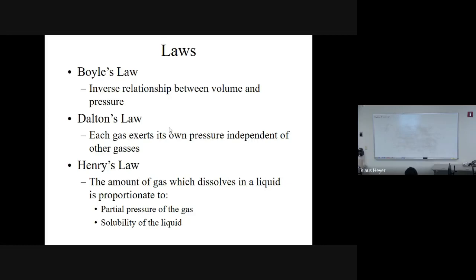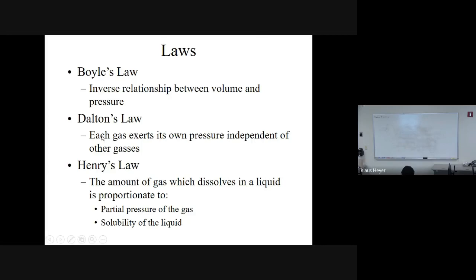Most of it, but they're all independent. The way that oxygen acts is independent. It doesn't matter how much nitrogen would be in the air or not in the air. So oxygen has its own pressure. In fact, if you take the pressure of all the gases, we'll get to that later.